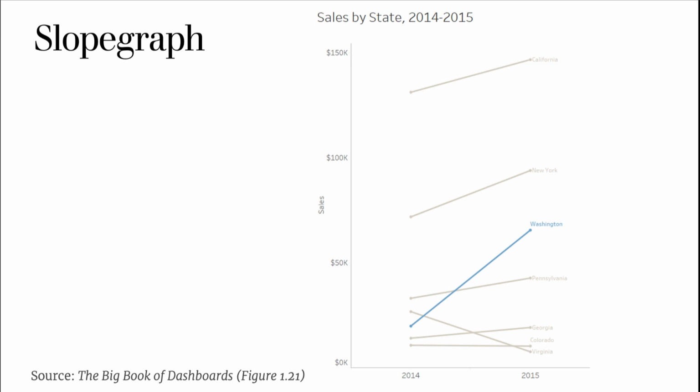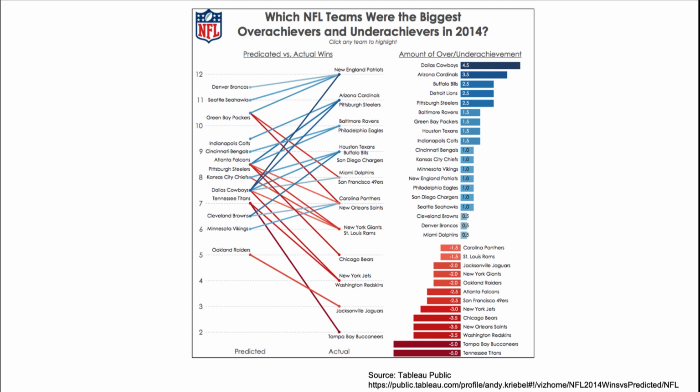Also, a more fun and better way to see it: we can actually use it to look at the comparison of predicted versus actual wins of NFL football teams. This visualization, created by Andy Kriebel, shows you how the slope graph has been used easily for these comparisons. Very neat.